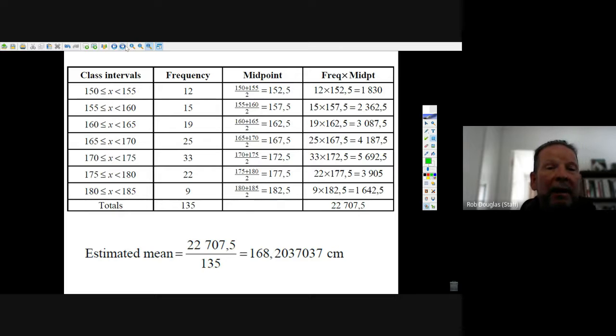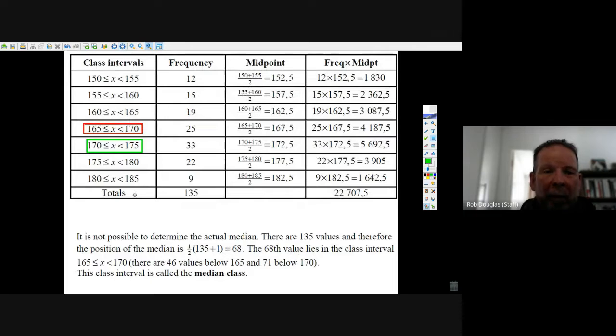Okay, so let's take a look at the next two questions they could ask. They could say, what's the modal class? The modal just means the class with the most. Well, 33 is the most. 33 countries are between 170 and 175. So we'd say the modal class interval is between 170 and 175, or we can express it as an inequality like this.